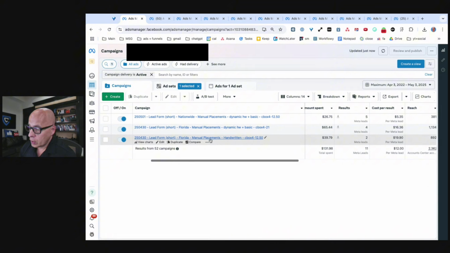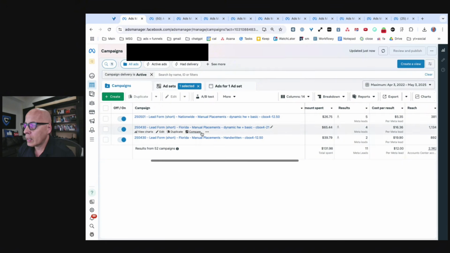The targeting associated with that, and then the creative dynamic means that we take a bunch of images, videos, etc., put it into an ad, and then Facebook will just show it. And so dynamic HW means a handwritten note. I'll show you what that looks like. And then basic is just the type of images we're creating. And then CBO times 4-1250 is just our nomenclature for the type of account.